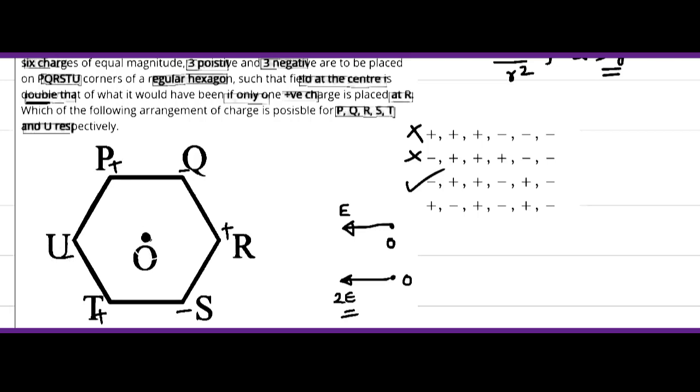So due to positive at P, the electric field will be in this direction. Negative at Q, the electric field will be in this direction. Positive at R, in this direction. Positive at T, the electric field in this direction. Negative at S, electric field in this direction, and negative at U, the electric field in this direction. Now in this case we can see that this is also not equal to 2E. So option D is also the wrong answer. So only option C is correct for this problem.